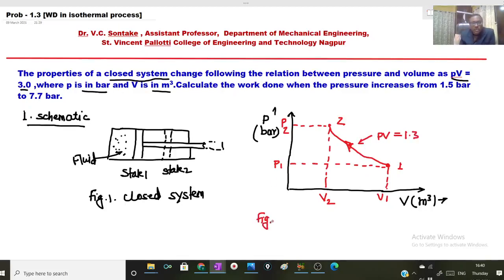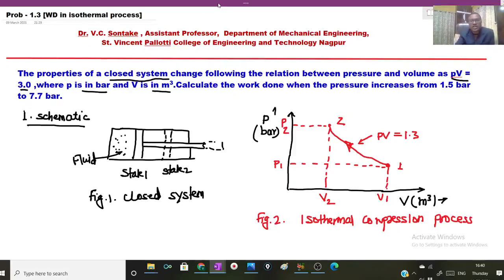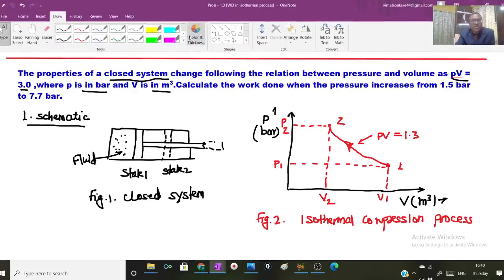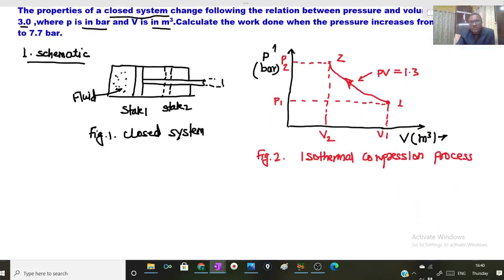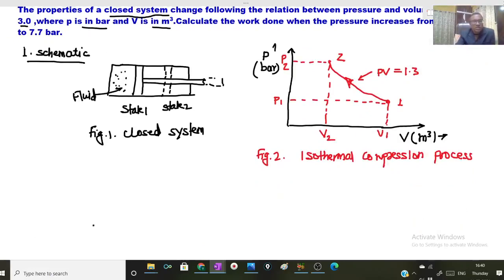So figure 2 is isothermal compression process on PV plot. This way I can represent, this way I can draw the schematic and representation of the given process on PV plot. After this, now let us enlist all the given things.